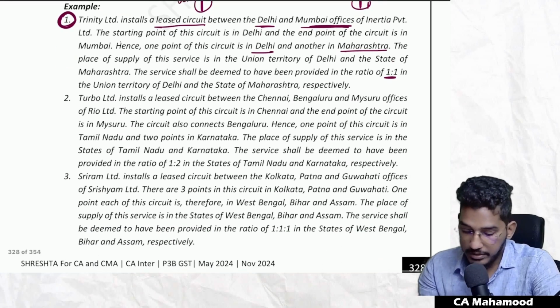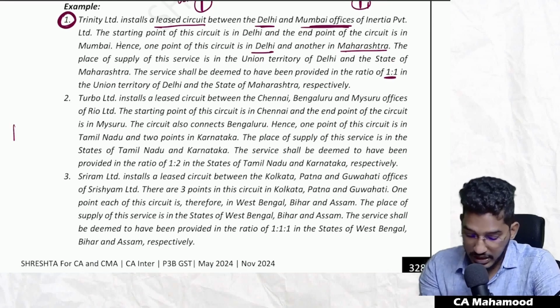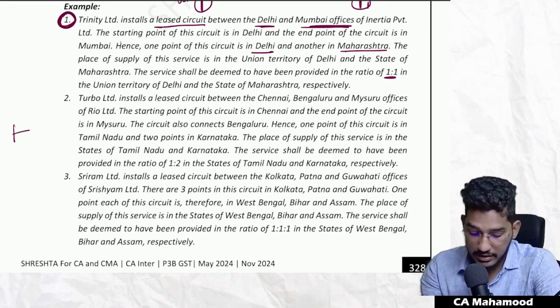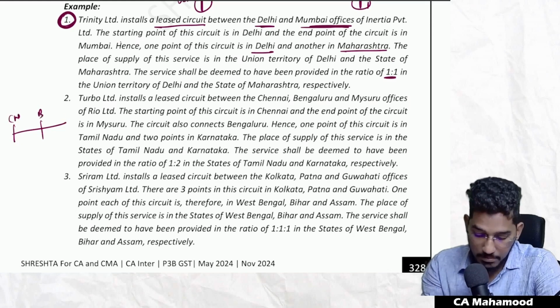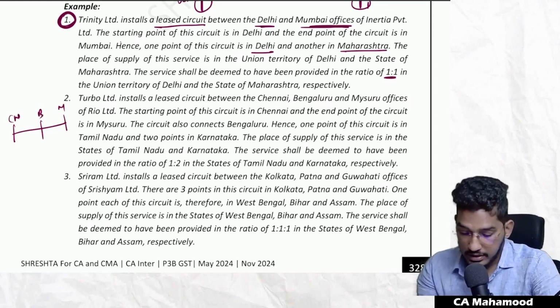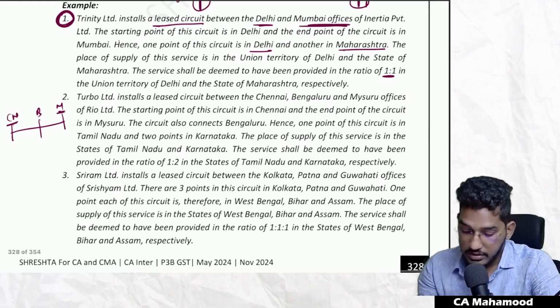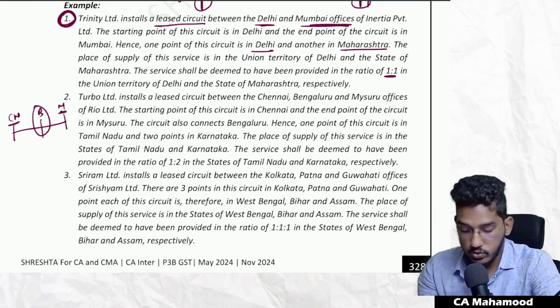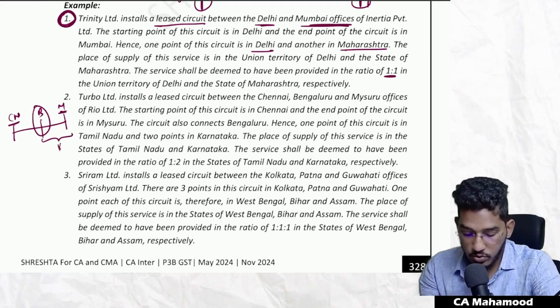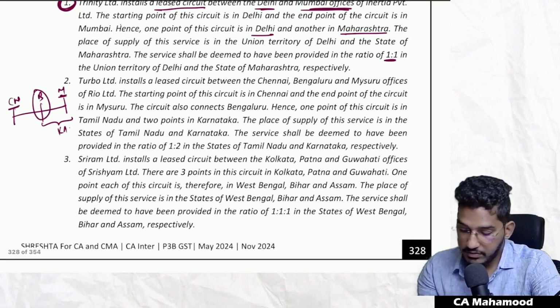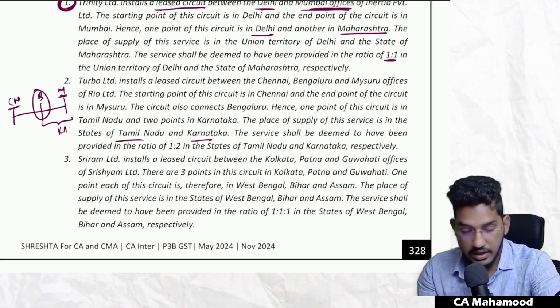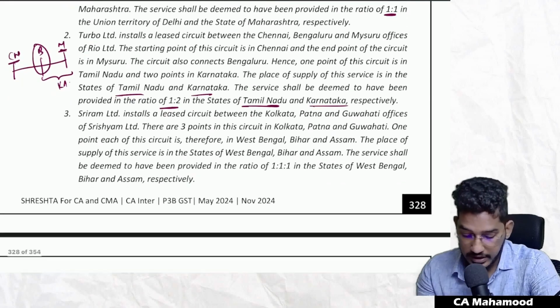Next one. Turbo Limited installs a leased circuit between Chennai, Bangalore and Mysore offices of Rio Limited. 3 points are there. The starting point of the circuit is in Chennai. The end point of the circuit is in Mysore. The circuit also connects in between Bengaluru. Hence, 1 point of the circuit is in Tamil Nadu and 2 points, Bangalore and Mysore, belong to the same state, Karnataka. The place of supply of this service is in the states of Tamil Nadu as well as Karnataka. The service shall be deemed to have been provided in the ratio of 1:2 in the states of Tamil Nadu and Karnataka respectively. Next one.